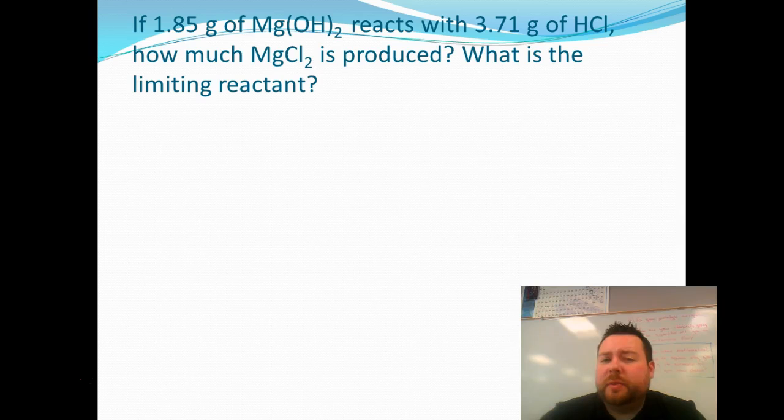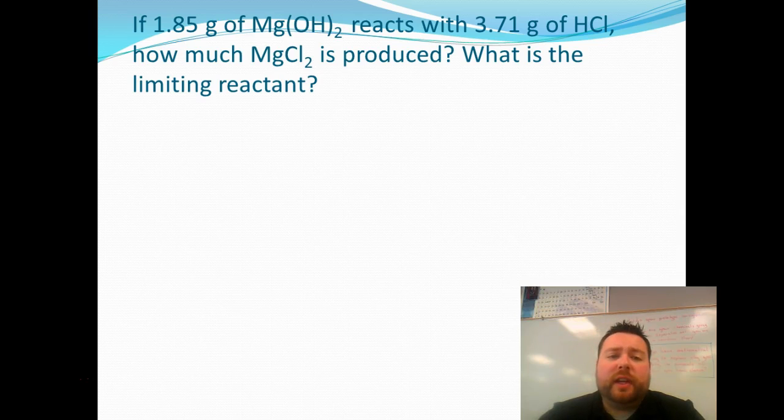The first thing we need to look for is what the question is asking. There are really two questions here. They want to know how much magnesium chloride is going to be produced, and from that we can also determine what the limiting reactant is. Then we also need to identify what information is important to us.